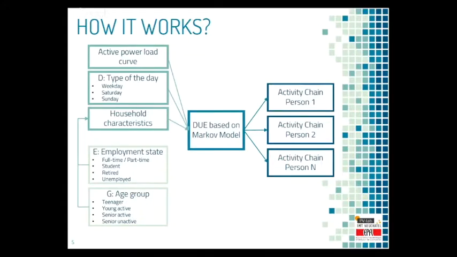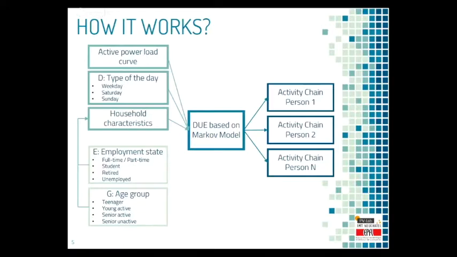So how does it work? Our device usage estimation algorithm is based on the Markov model. And the main idea here is that we are not trying to infer categories of appliances by directly looking at them, but rather, following from that, we are trying to infer the activity chains of the people that are living in the house.